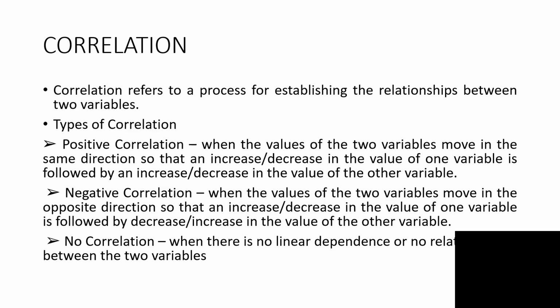If one variable decreases, the other variable also decreases; that is called positive correlation. So what is negative correlation? If the variables move in the opposite direction, for example, if one variable value increases, the other variable value decreases, this kind of correlation is called negative correlation. So what is no correlation? If there is no linear dependency or relationship between two different variables, we can say they are uncorrelated variables.